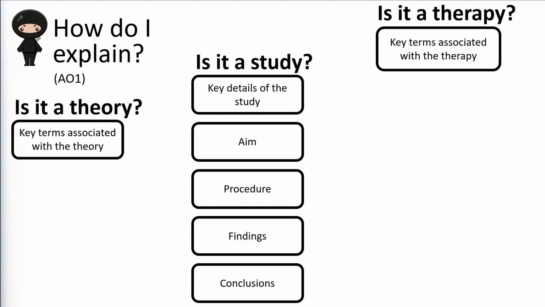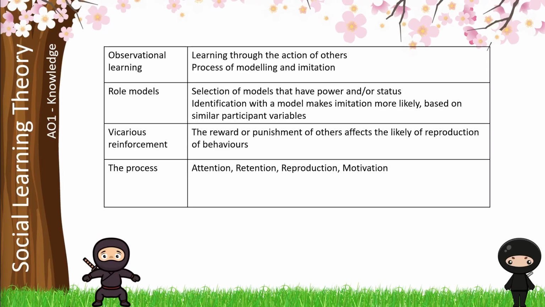So, to access your AO1 marks or your explanation and knowledge marks, this is a theory, it's in the title, and so we're looking at key terms associated with that theory. This will break down into the following 4 key terms to access our 4 AO1 marks. We need to give some description of them rather than just identifying them. So it's important when we talk about observational learning that this is the process of modelling and imitation.